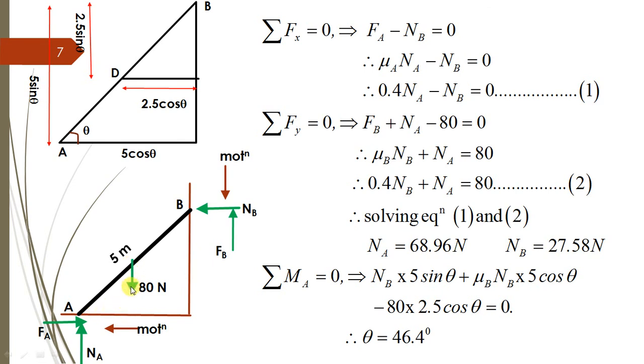So it will create a clockwise moment, so it is minus. Nb creates an anti-clockwise moment, therefore it is positive. Fb is also creating an anti-clockwise moment, therefore it is again positive. So after solving this equation by substituting the value of Nb and mu b, you will get the value of theta is 46.4 degree. Understood?